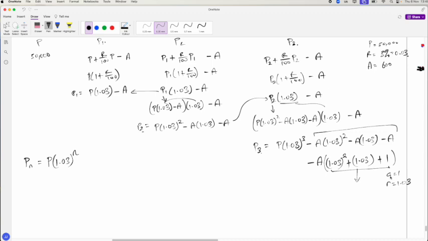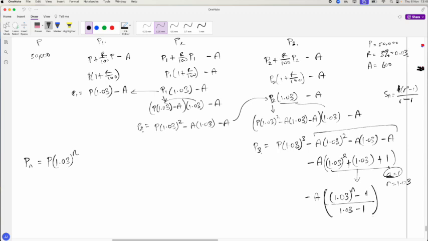And of course, the summation to the N, S to the N, is A into R to the N minus 1 all over R minus 1. And because A is 1, then inside of here we will have 1.03 to the N minus 1 all over 1.03 minus 1.